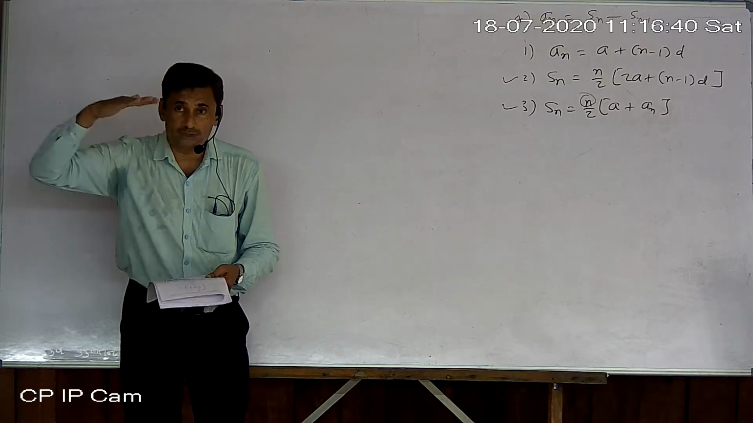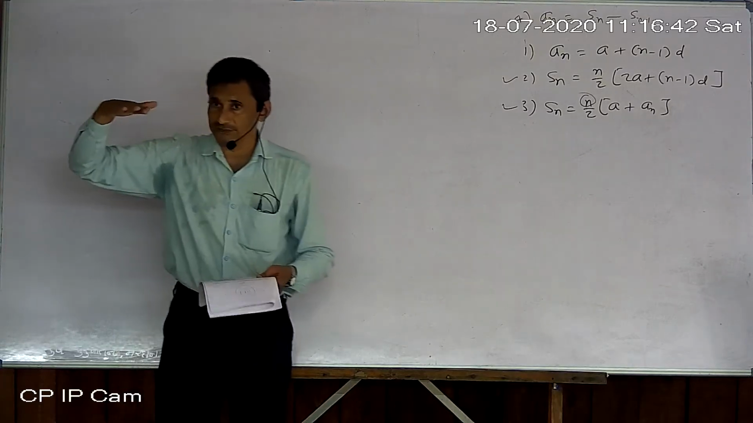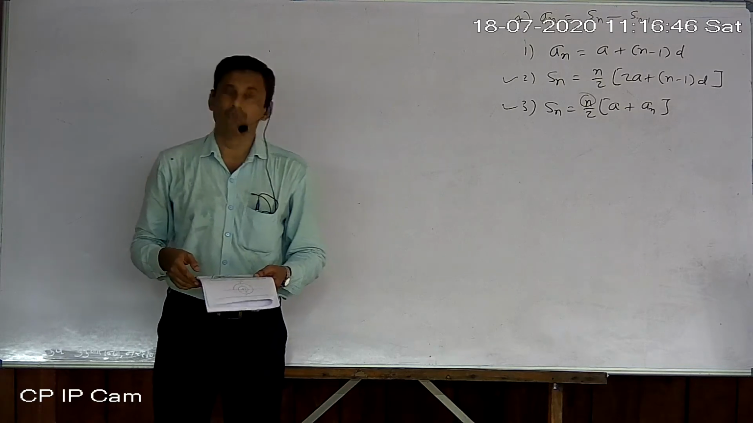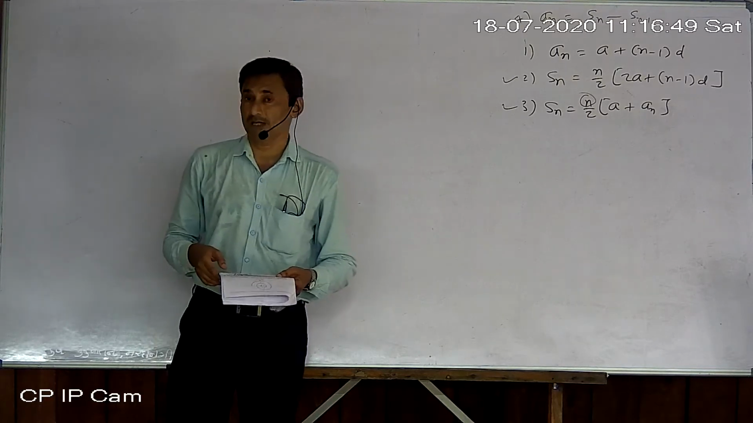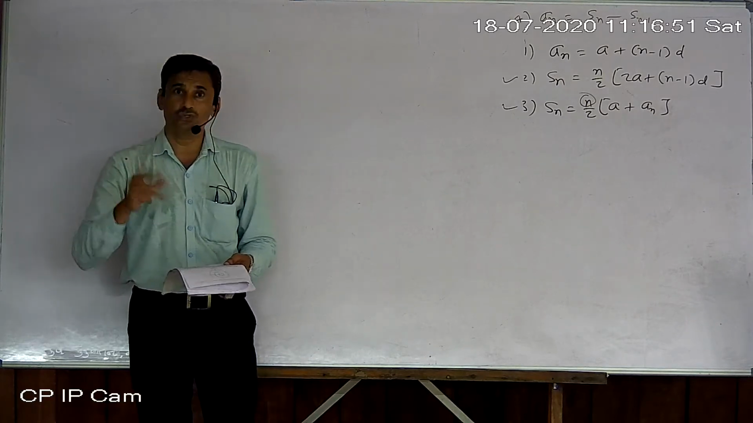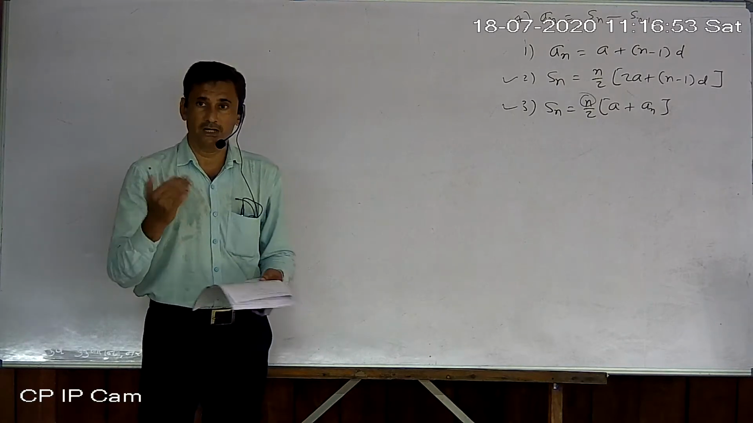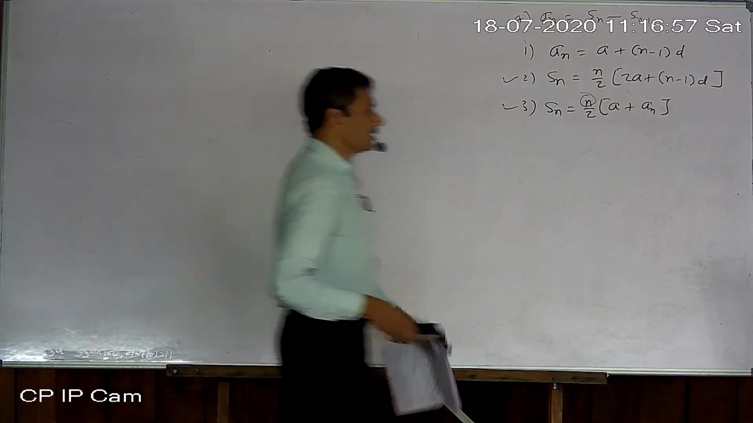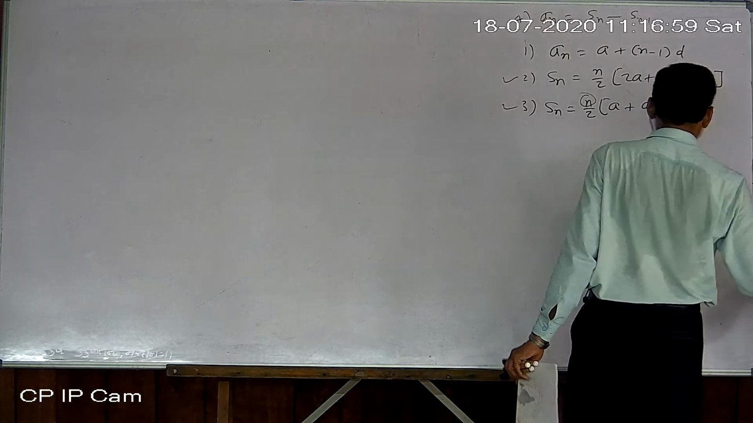How many rows? First row, first term, second row, second term. And how many logs are in the top row? So it means an and Sn both are asked. An and Sn. Okay.